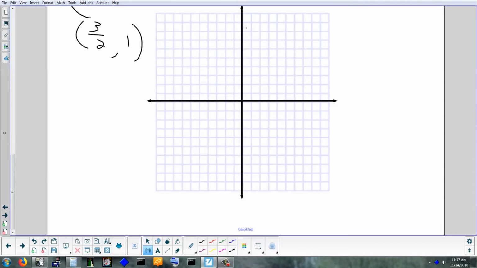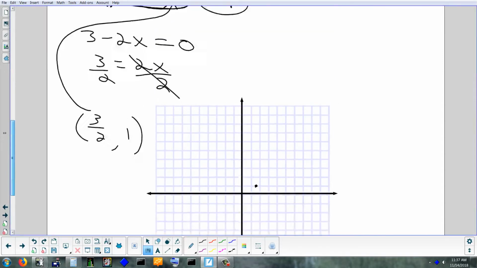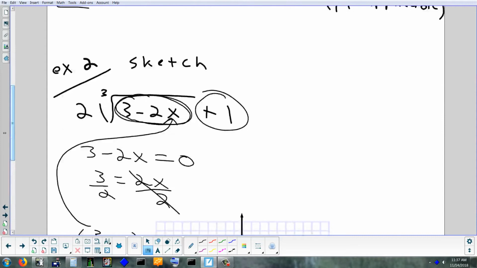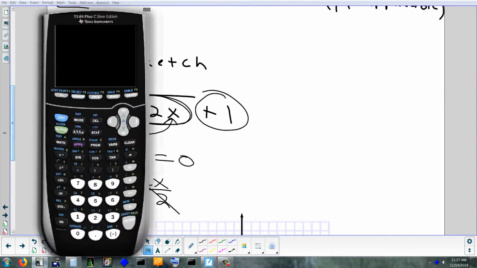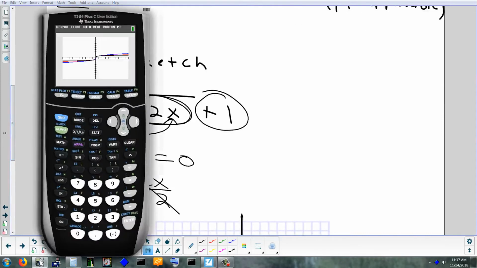So 3/2, that's 1.5, 1. Okay, now I'm going to use my calculator, type that in, and get some more points. So let's put in, okay, if you have anything else in there, you can just get rid of it.